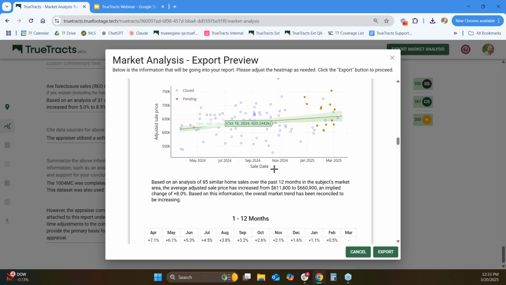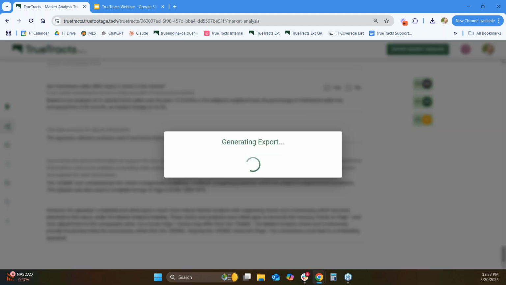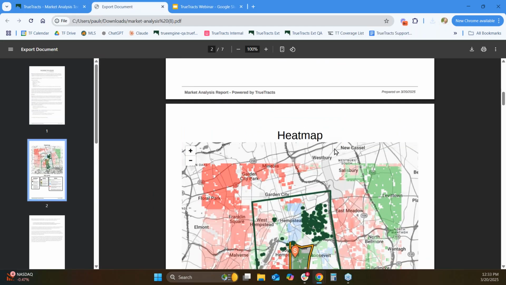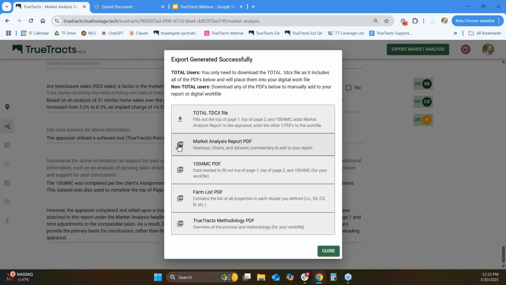Obviously, we're going to include the charts, the commentary, the time adjustments that you applied. All of that's going to go in your report. If you're using Total, you hit export, you do the TDCX file, it puts that all in your report. If you are not using Total, you're using ACI, ClickForms, another software, you simply export the PDF and you attach that to your report manually. Once this is done, I'll show you what that looks like. So it just downloaded. It will create this PDF for you, and this is exactly what you'll just attach to your report, and you should be good to go.